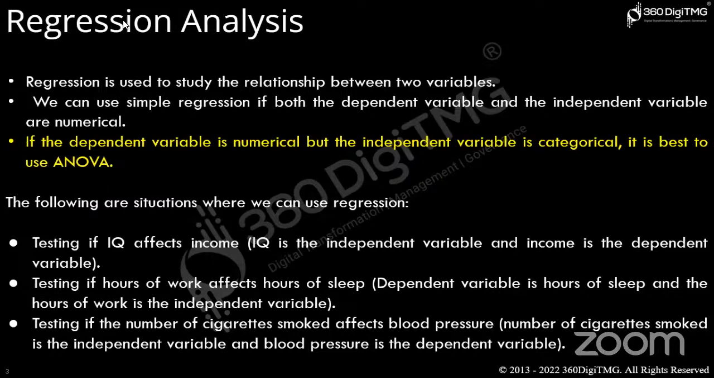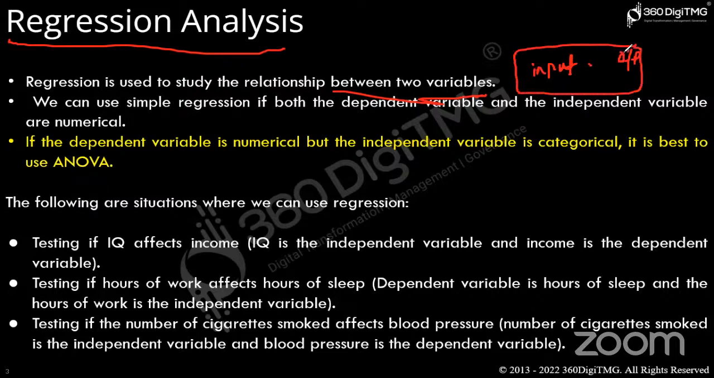Regression analysis. Regression is used to study the relation between two variables, so it is a kind of correlation. We can use simple regression if both the dependent variable and independent variables are numerical. Normally, when you have just one input, and of course one output, in that case we'll be calling it simple linear regression.